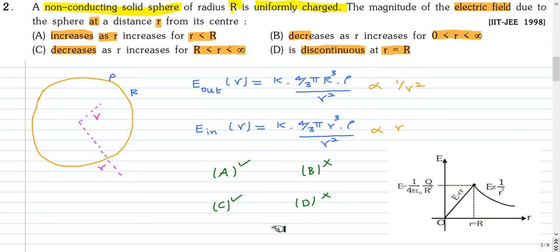So option A says increases for r less than capital R, that is true. Option B, decreases for all r, that is not true. Option C, decreases for r outside, that is true. Option D, discontinuous at r equal to capital R. Electric field is continuous at r equal to capital R. So D is not true. So the correct options are option A and C.